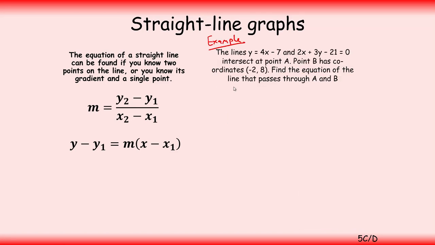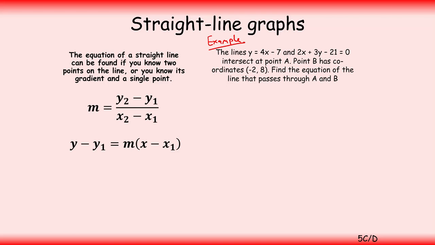Okay, let's take a look at this example here. The lines y equals 4x minus 7 and 2x plus 3y minus 21 equals 0 intersect at point A. Point B has coordinates of (-2, 8). Find the equation of the line that passes through A and B. Okay, so they've given us two lines and they say they intersect.